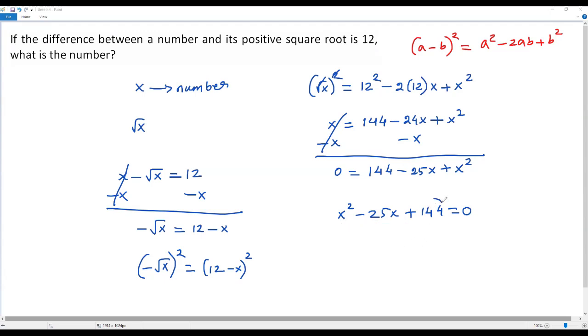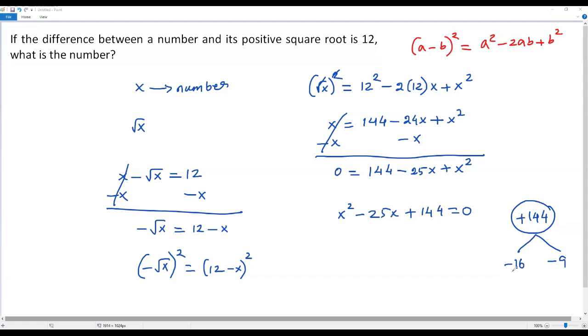For that, we have to multiply the constant term, positive 144, by the coefficient of x squared. In this case, it's 1. When I multiply positive 144 by 1, I'm still getting positive 144. Now I have to get two factors so that the product of the two factors equals positive 144, and the sum of the two factors equals the coefficient of x, that is negative 25. I think negative 16 and negative 9 will work.